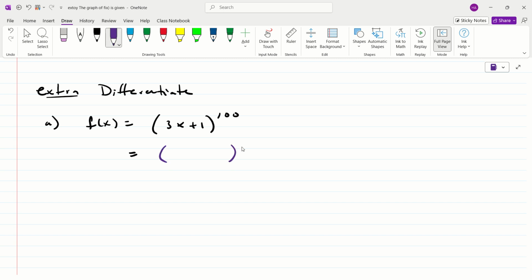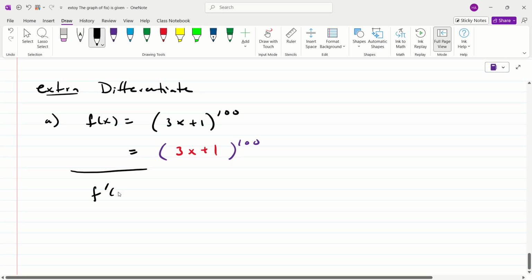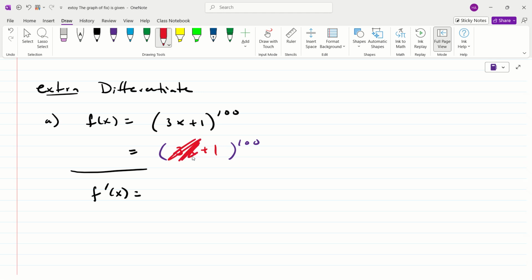So the outer function, if I was to step back really far away, I would see this as some stuff raised to the 100th power. And inside that bubble, we would have the 3x + 1. So when taking the derivative of this composition, we can ignore the 3x + 1 for just a second and focus solely on the outer function, x to the 100th. I know exactly what the derivative of that is. It's 100x to the 99th power.